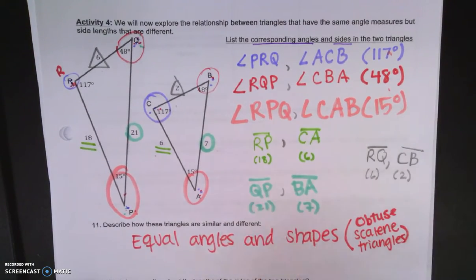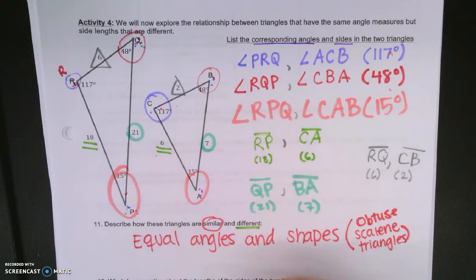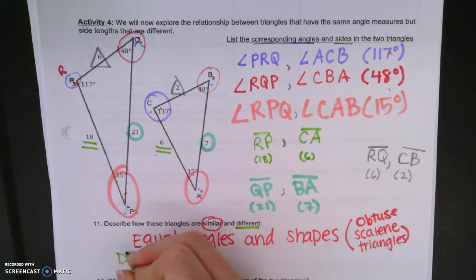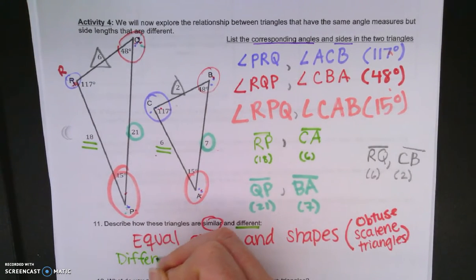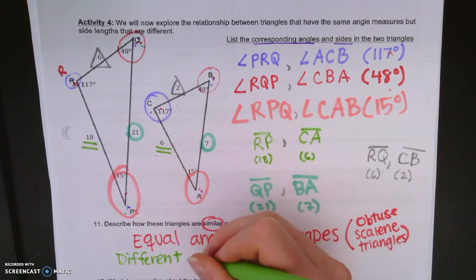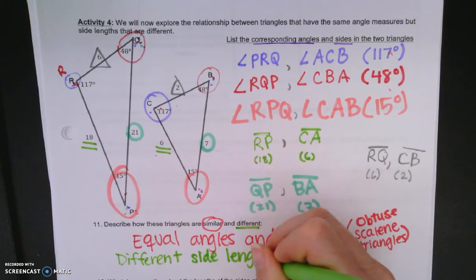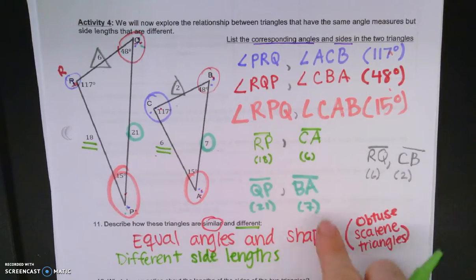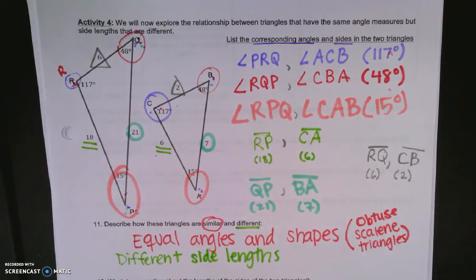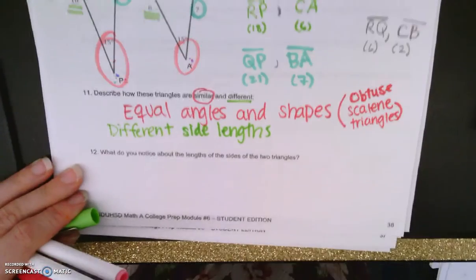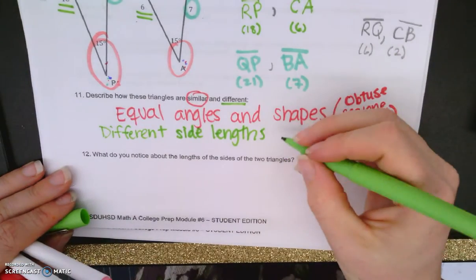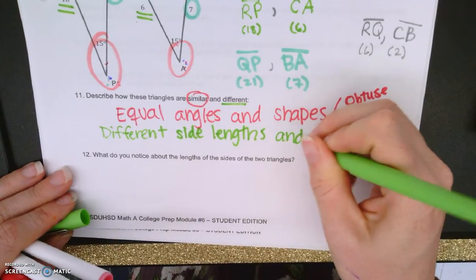So that's how they are similar. That's how they're the same. Well, how are they different? They have different side lengths. And because of those different side lengths, 18 and 6, 21 and 7, 6 and 2, they have different size triangles. So different side lengths and sizes.